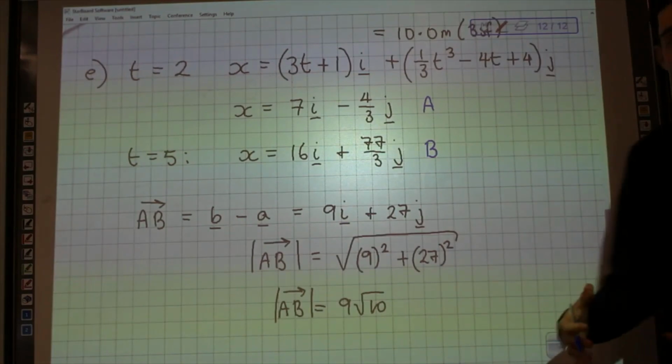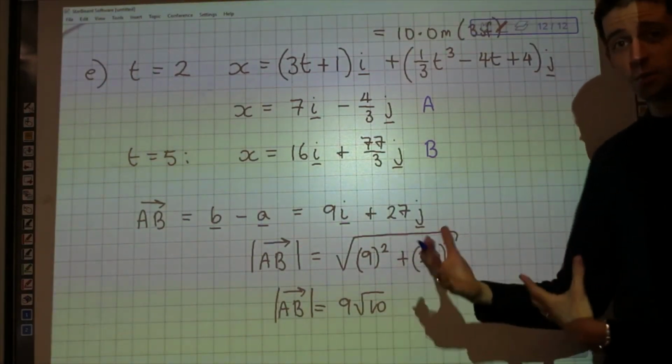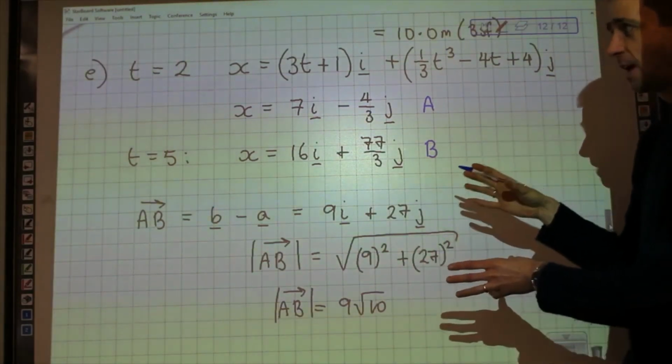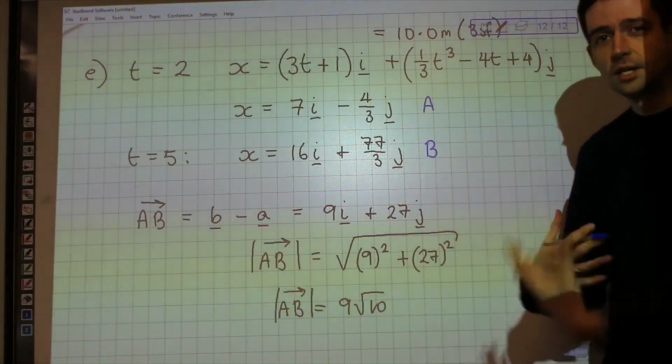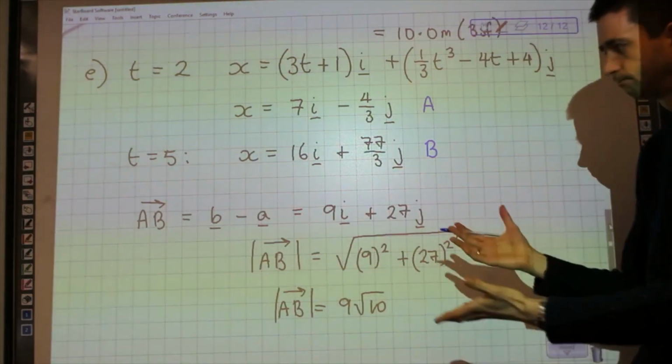So, key things you need to be comfortable with. What is position? What is displacement? Position is where we are. Displacement is how far we've come. You're going to have a number of equations to choose from. Just take your time and make sure you're substituting your values into the right one. Job done.